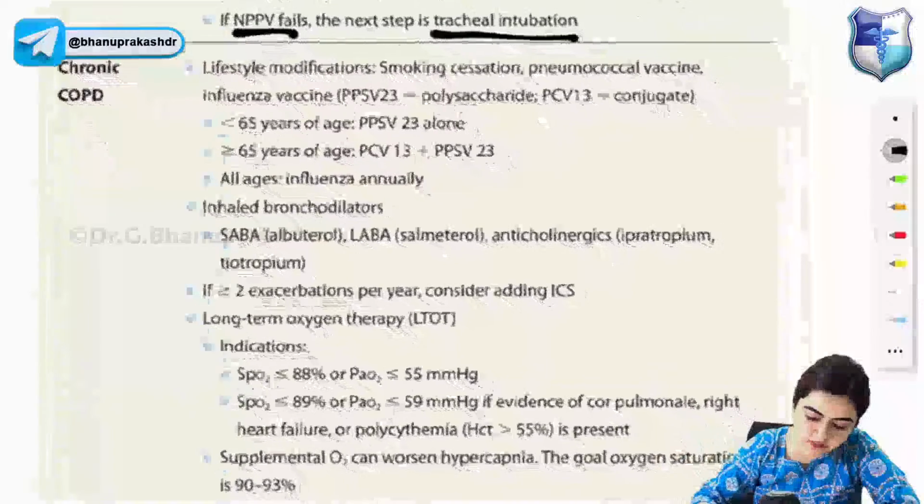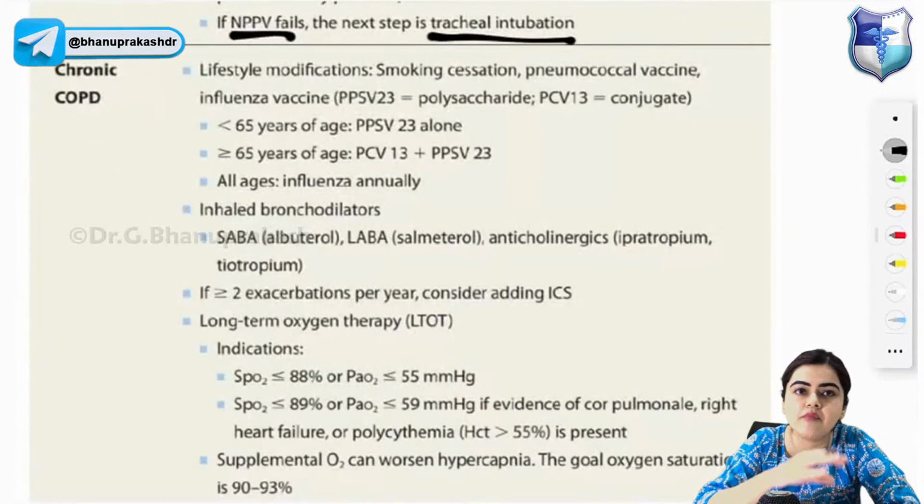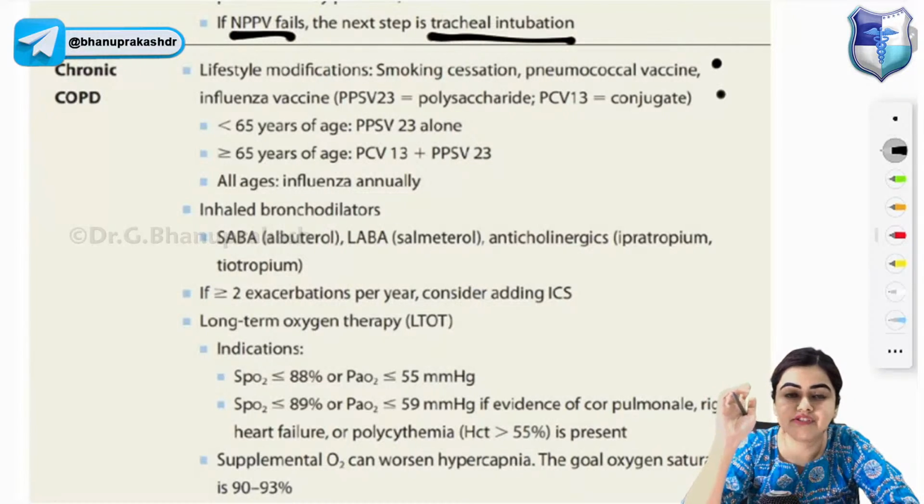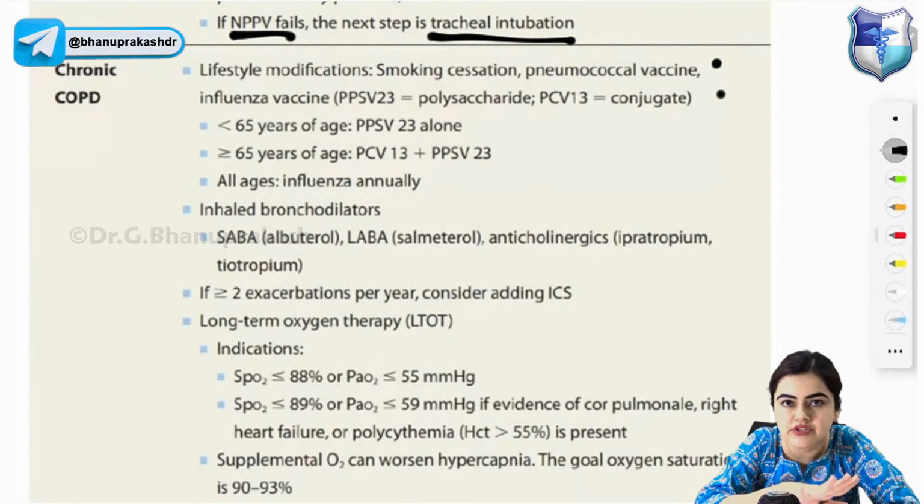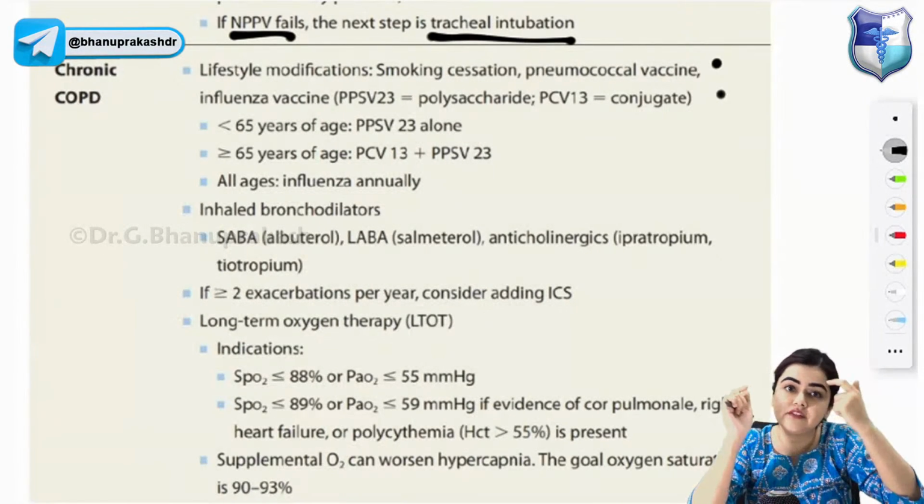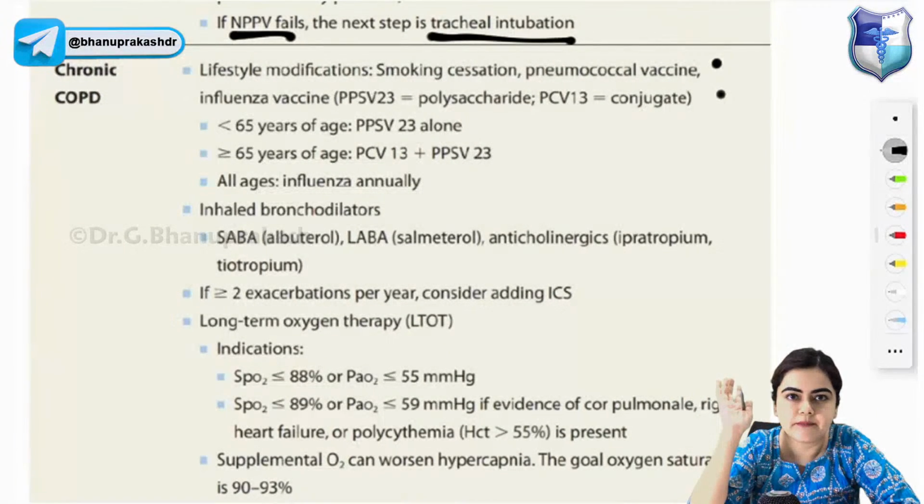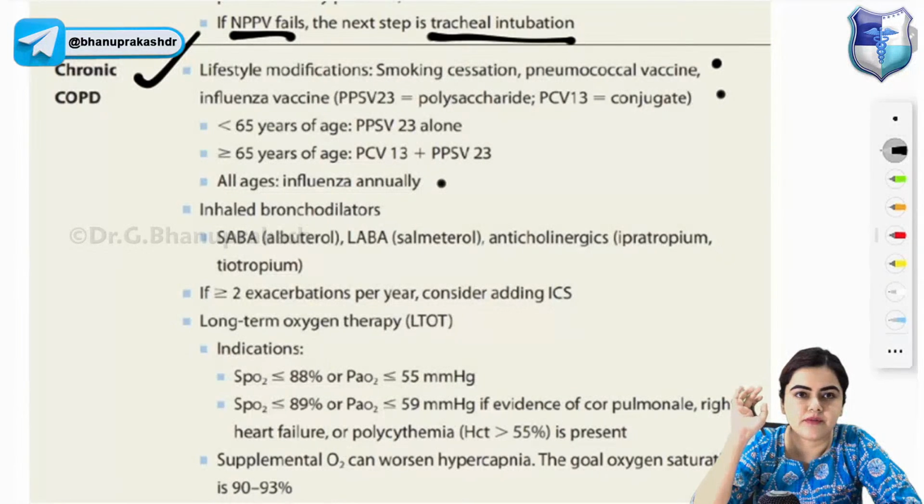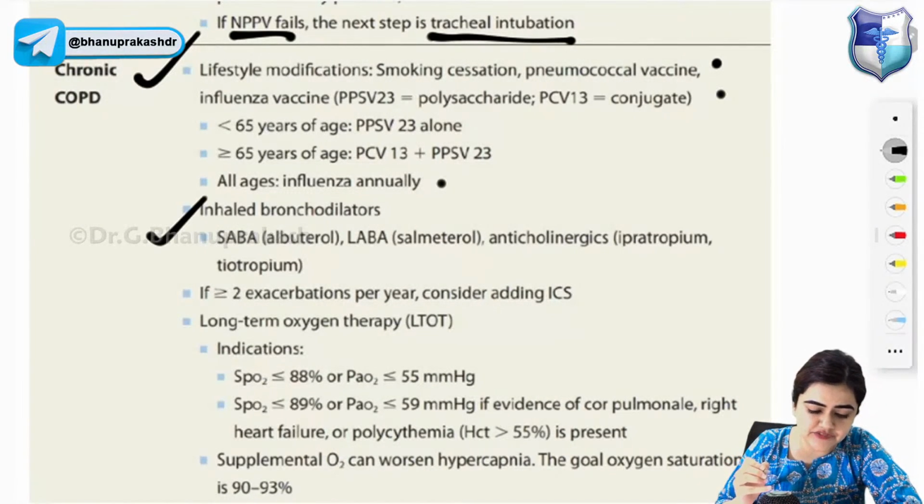Coming to chronic COPD, how will you treat the patient? Perform lifestyle modifications like smoking cessation, and give the pneumococcal vaccine and influenza vaccine to the patient. Please remember, in pneumococcal vaccines, PPSV23 is the polysaccharide vaccine and PCV13 is the conjugate vaccine. In less than 65 years of age, you give PPSV23 alone. In more than 65 years of age, you give PCV13 plus PPSV23. And in all ages, influenza vaccine should be given, because there is increased risk of developing infection in chronic COPD patients. Inhaled bronchodilators will be given.